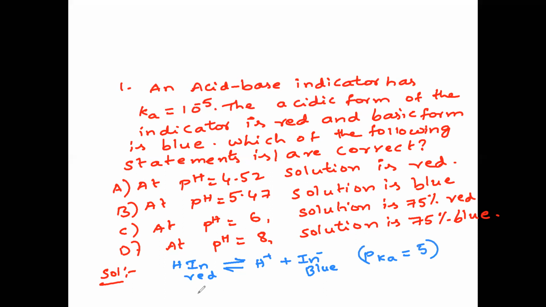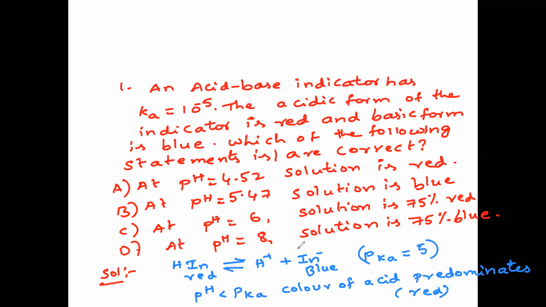When pH is less than pKa, the color of the acid form, that is red, predominates. So at pH equal to 4.52, the solution is red color, since it is less than the pK value. So the first option is correct. Now let us verify the second option.